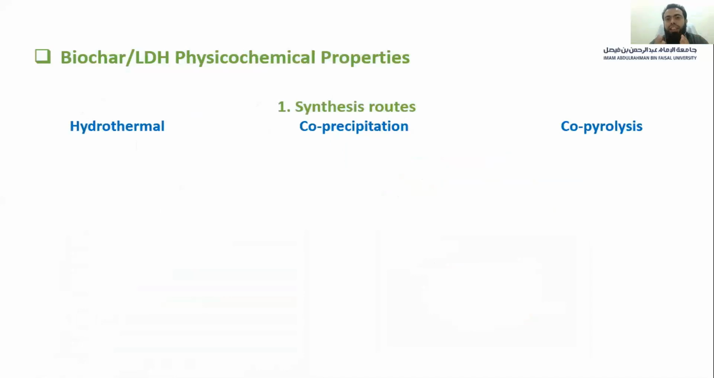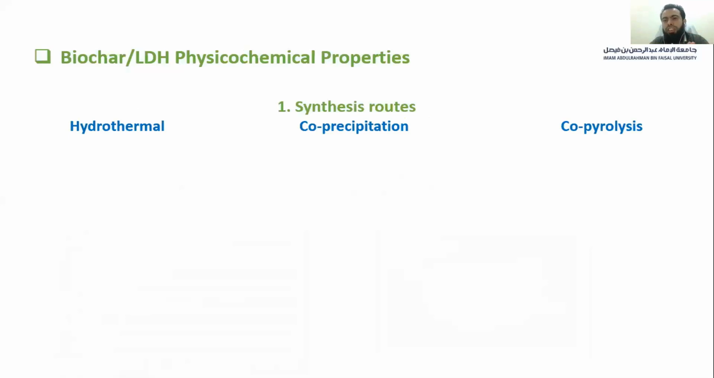Now, the physical and chemical properties of these biochar LDH components are important, because they can lead to better removal performance and better stability of the composite. These can be controlled by considering four major factors. The first one is the synthesis route. What synthesis route are you going to adopt?